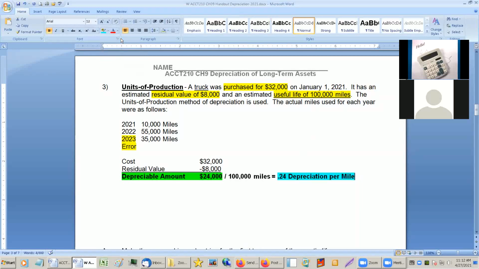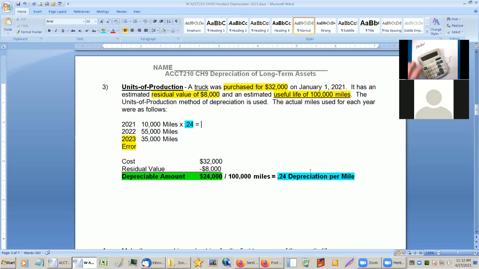Let's make it a different color. I want blue. So every mile we're going to depreciate 24 cents. By the way, this is what they do for taxes. There's a couple of ways, you can do it another way too, but most people do it this way. They give you a certain amount you can depreciate. So for each one of these up here, if this is 10,000 miles, we're going to multiply this by that, and that's how much the depreciation will be.